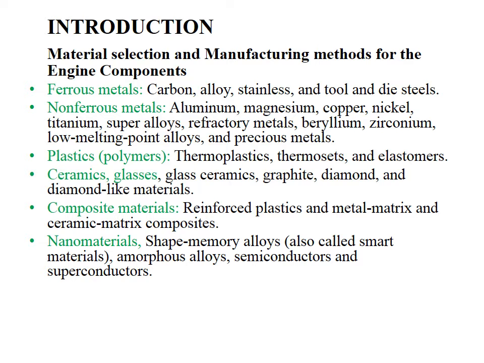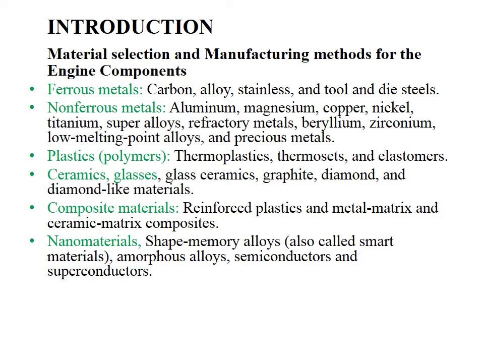So next is a very common material, which is plastics or polymers, which are again categorized into thermoplastics, thermosets, and elastomers. And next, the other type of materials which you very commonly see are glasses and ceramics. We also have graphite, diamond, all the hard materials that come under another category. And next is composite materials. When you have to improve the properties of a material, you make composite materials, which are reinforced plastics and metal matrix composites. And finally, the recent research materials are shape memory alloys and nanomaterials, semiconductors, superconductors. So overall, this is to give you an idea about what are the different materials which are available.